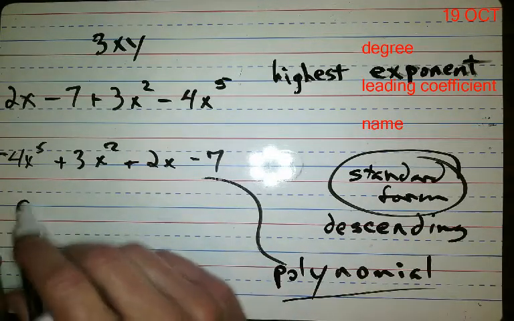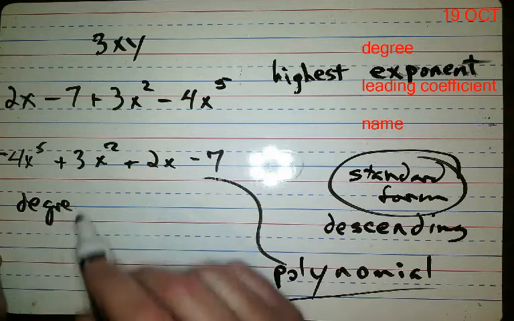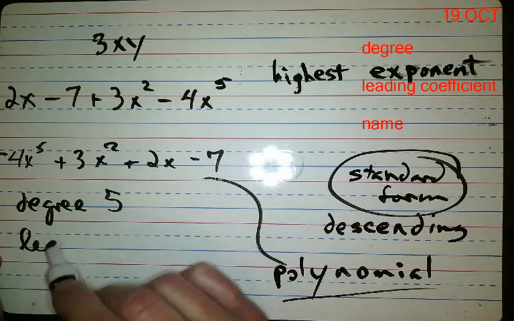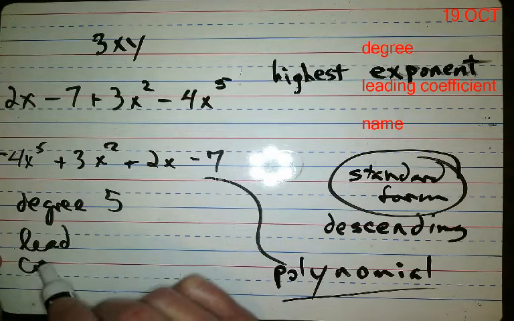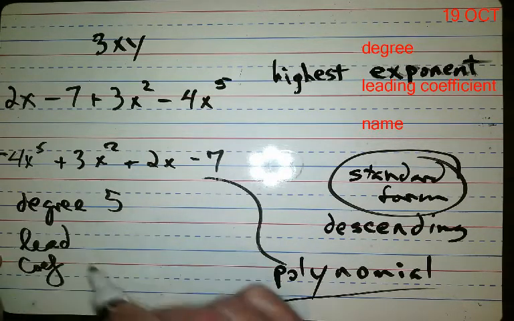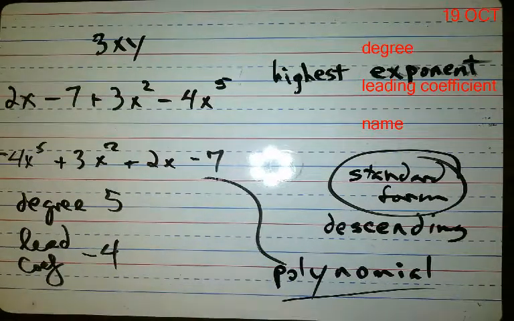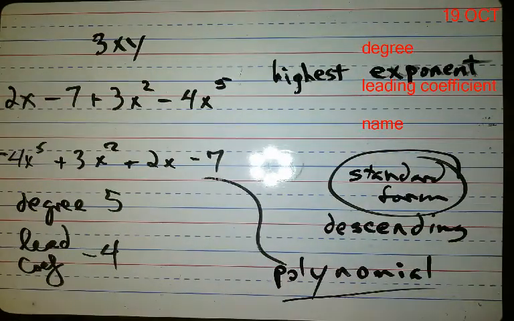And then if I said, hey, what's the degree? You would tell me 5. And if I said, what's the leading coefficient? You would tell me negative 4. All right? Easy smeezy. And that is finding degree, leading coefficient, the name of it, and standard form, all in one fell swoop.